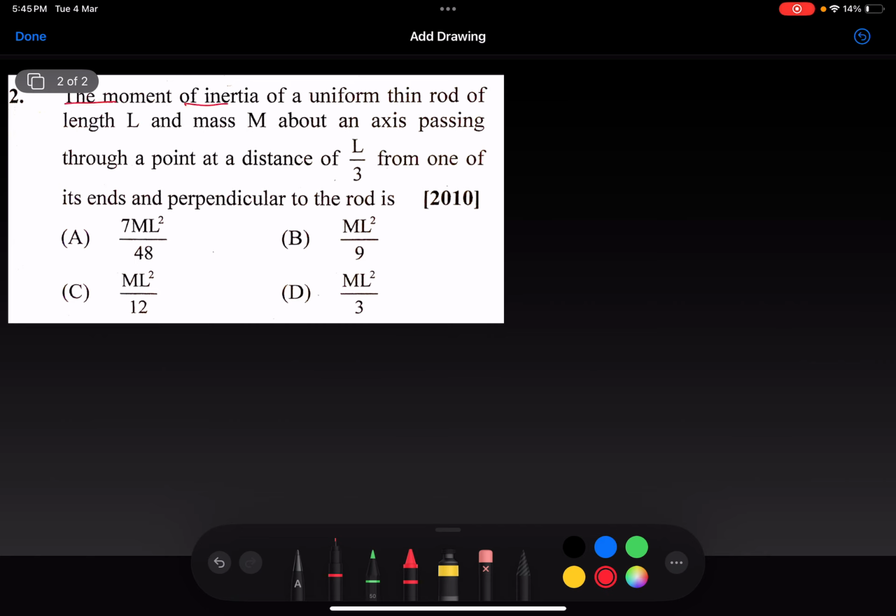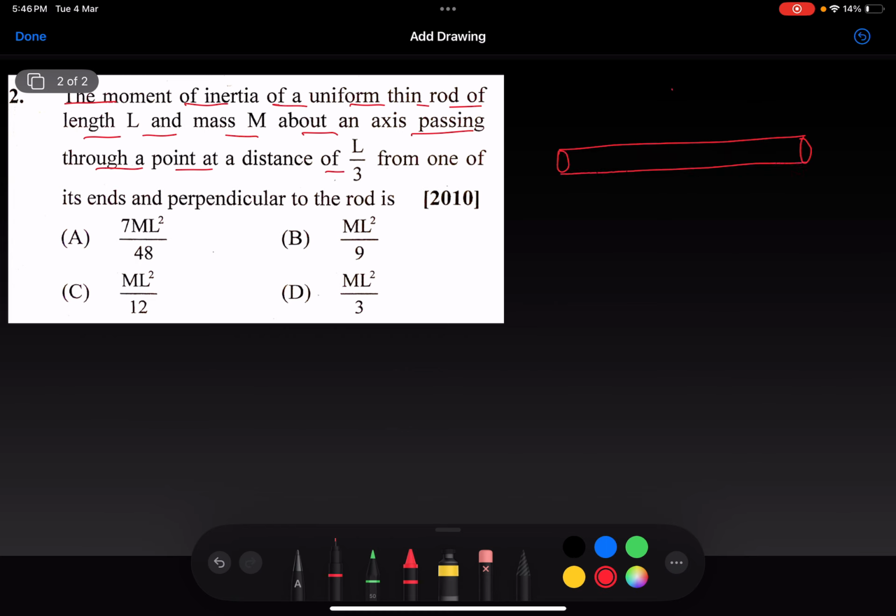The moment of inertia of a uniform thin rod of length L and mass m about an axis passing through a point at a distance of L by 3 from one of its ends and perpendicular to the rod is. So in this question we have to find out the moment of inertia. Okay, now one rod is given there.